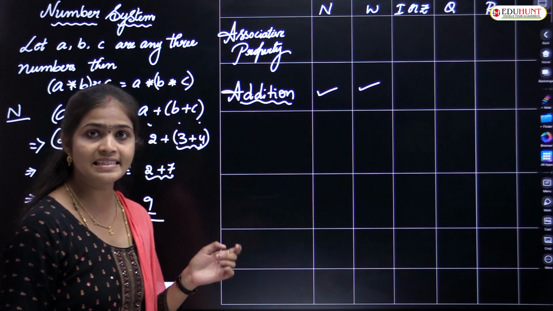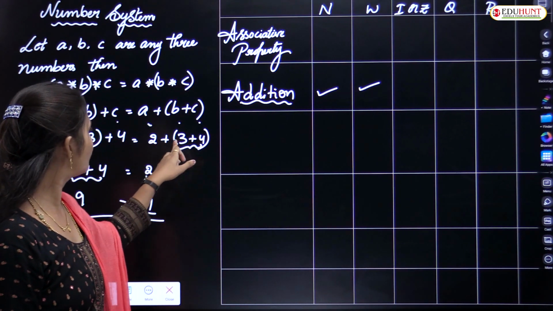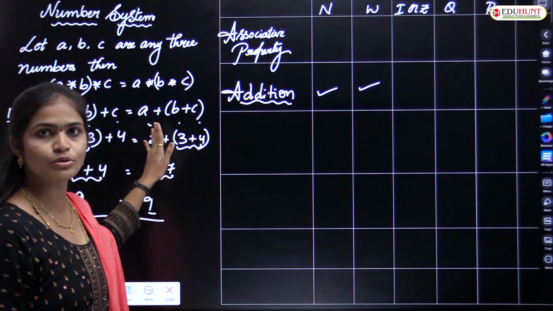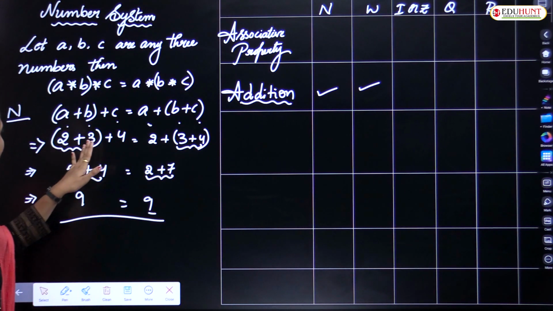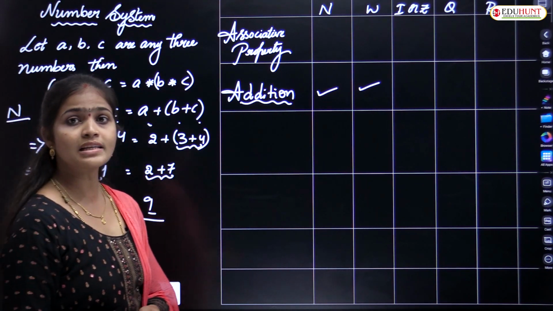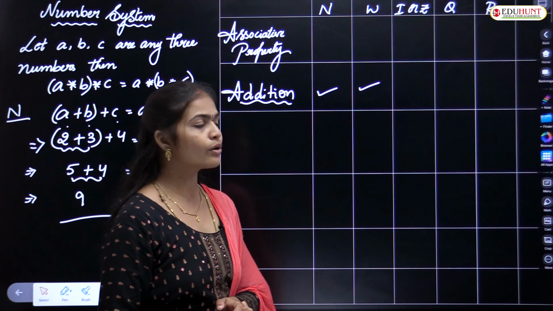Because if you take any one of the numbers as 0, then for example 2 plus 0 plus 4. So 0 plus 4 is equal to 4, 4 plus 2 is equal to 6. So in the place of 3 I have taken 0, no? So 2 plus 0 is equal to 2, 2 plus 4 is equal to 6. Okay, so if you apply 0, then also you will get that same result only.